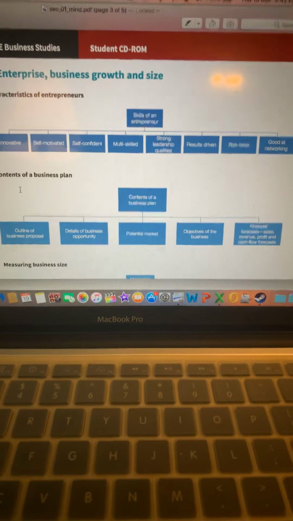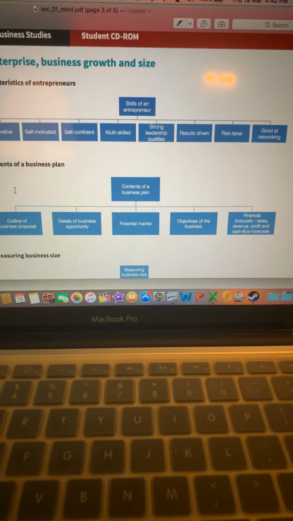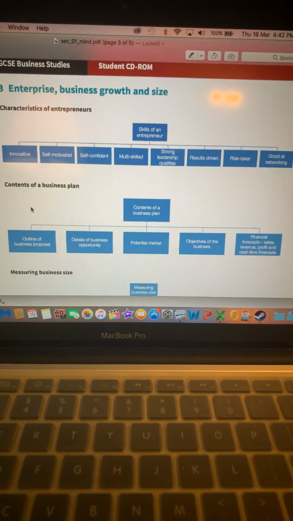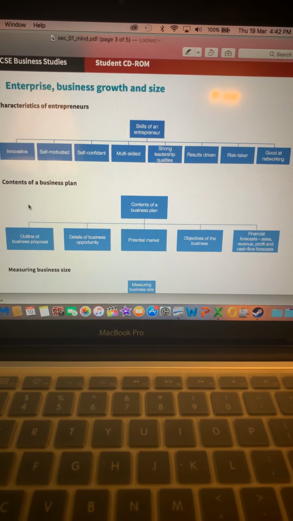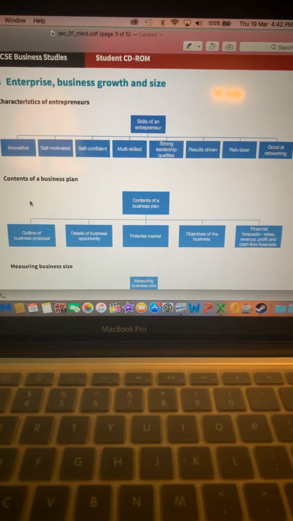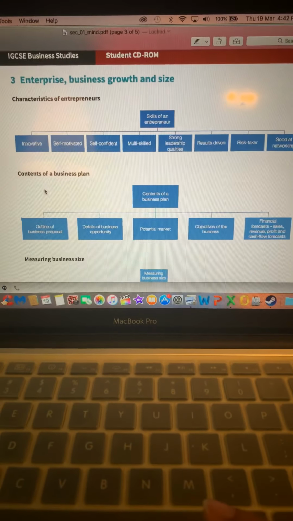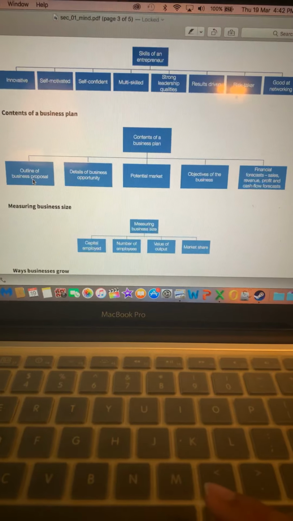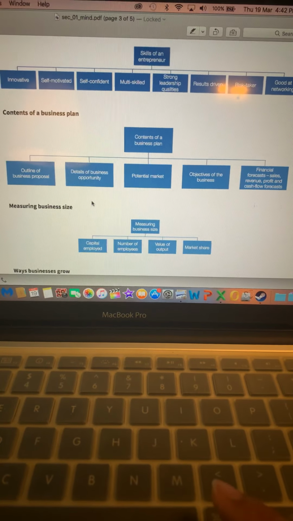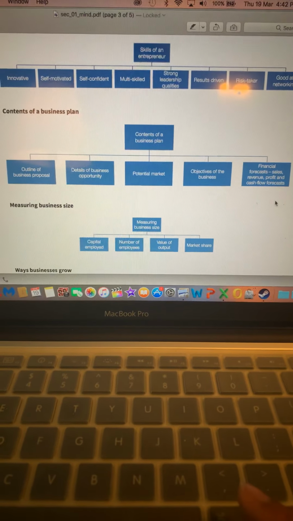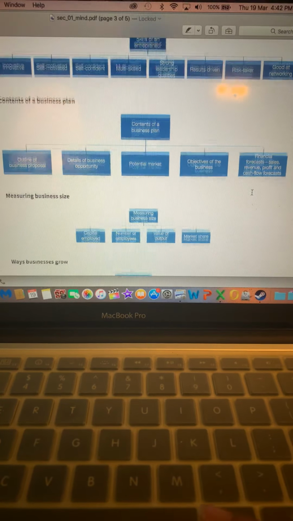Enterprise, business growth and size. We've got skills of an entrepreneur. These are some of the main characteristics of entrepreneurs. This is stuff as well that you should basically know. These are things that will show up as business theory. And then contents of a business plan, items that will be listed out in a business plan. Also stuff that you should know, foundational stuff.